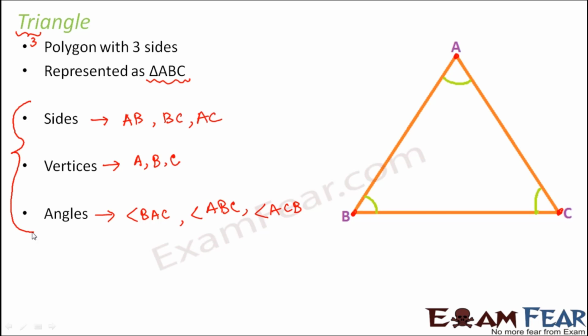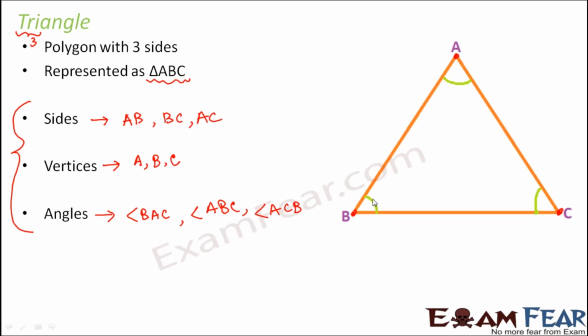So all in all, there are 9 elements which determine or specify a triangle: 3 sides, 3 vertices and 3 angles.